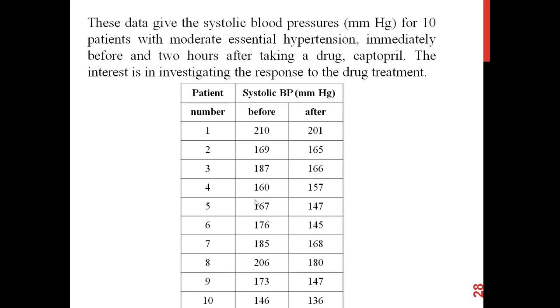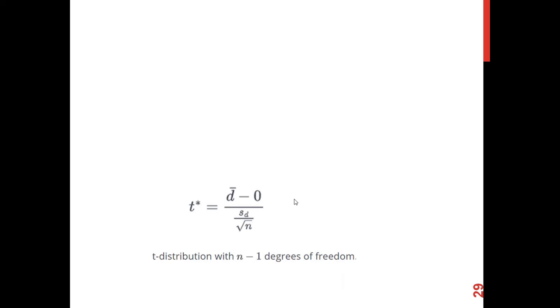Now here I should compare BP of first person with his or her own BP, correct? I cannot compute this 210 with this 165. I should compare 210 with 201, 169 with 165, 187 with 166 and so on. So here these two samples are clearly dependent on each other, so there is a pairing here. Hence in this situation we carry out paired t-test.